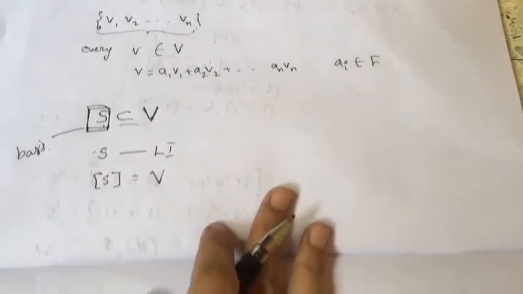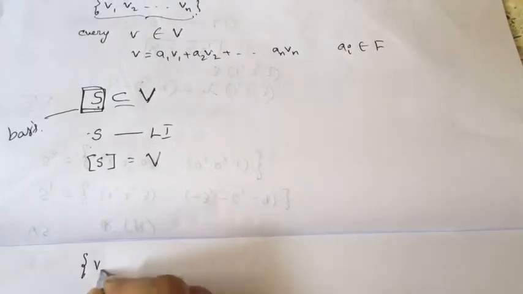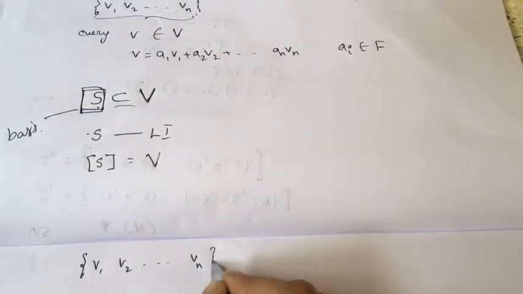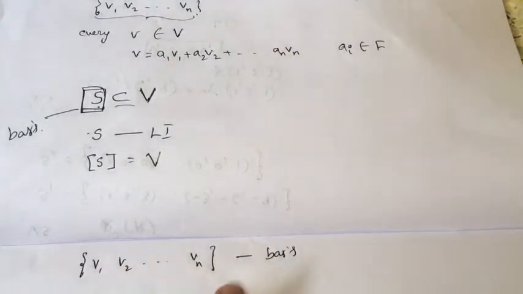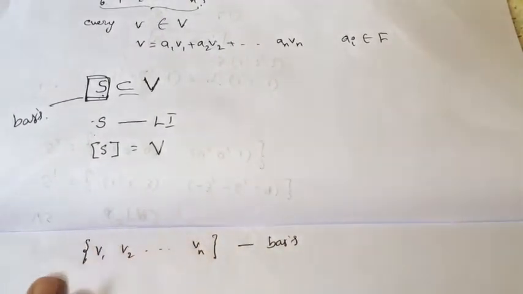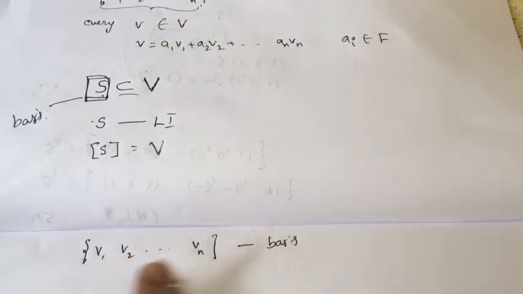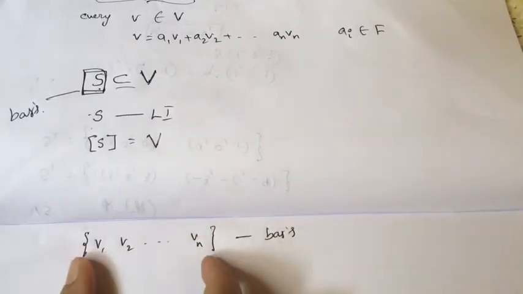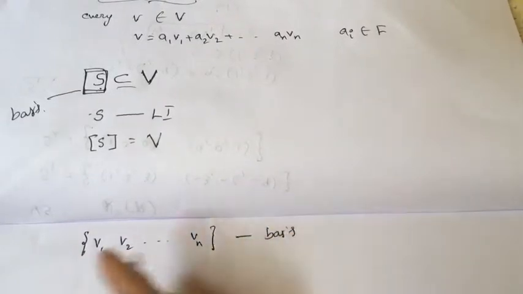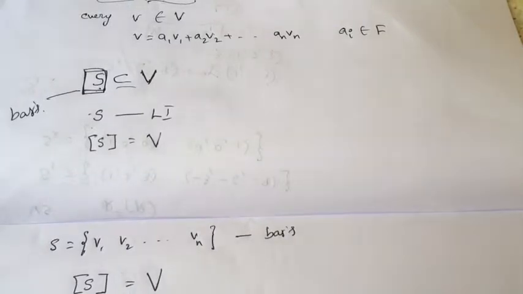I remember one thing. If the set of vectors v1, v2, like that, vn is a basis, then the subspace generated by these vectors, in the sense the linear span generated by this, is the whole vector space itself. If I have vectors and they are the basis, then the subspace generated by this is the whole vector space. But the converse part is not true.